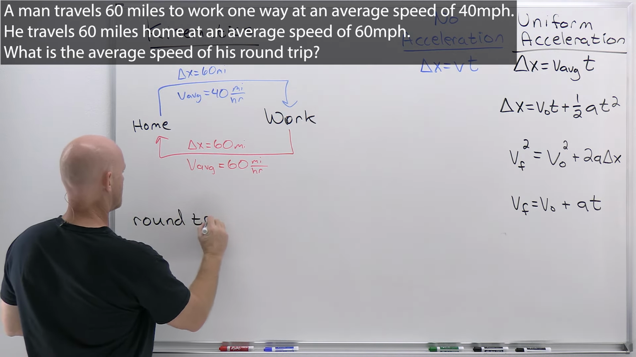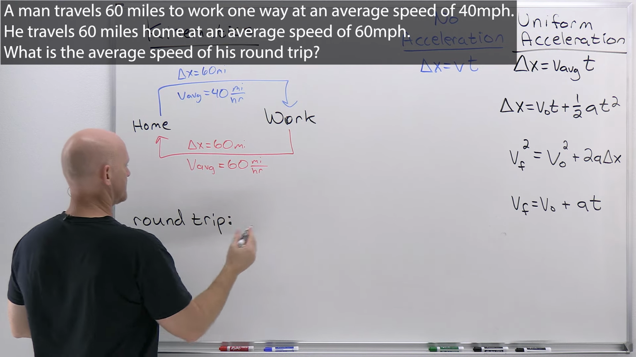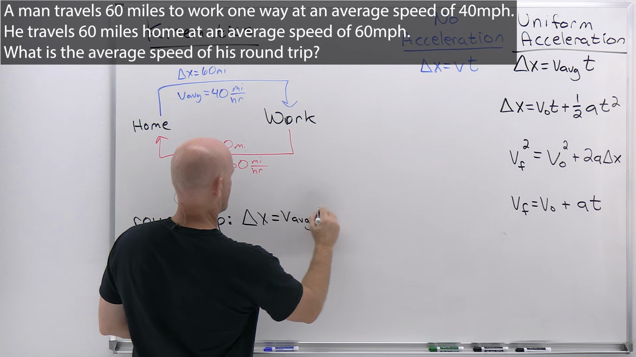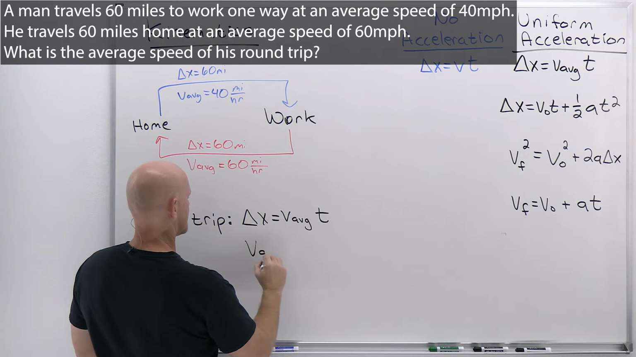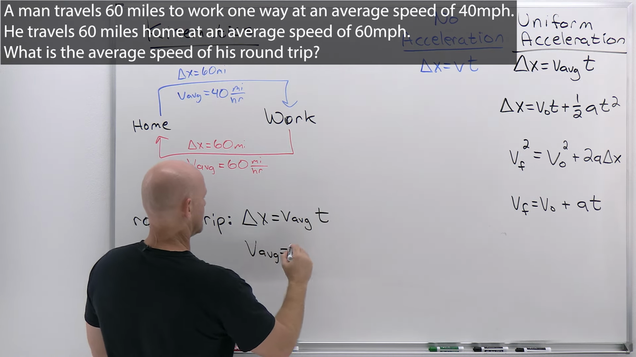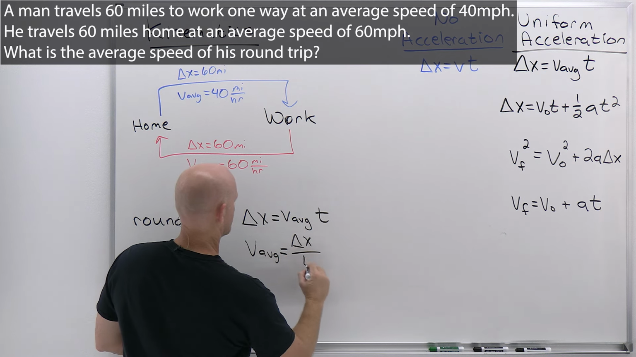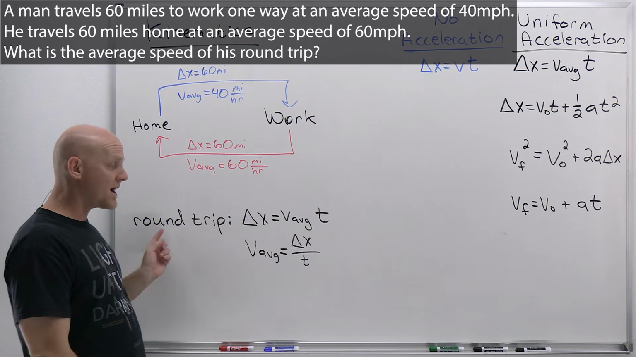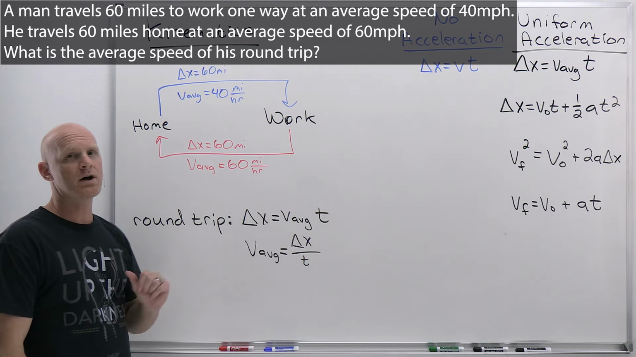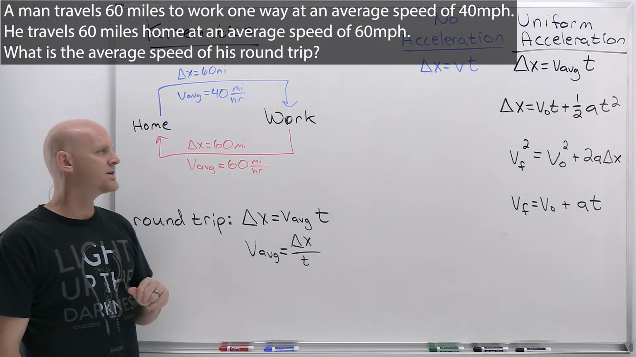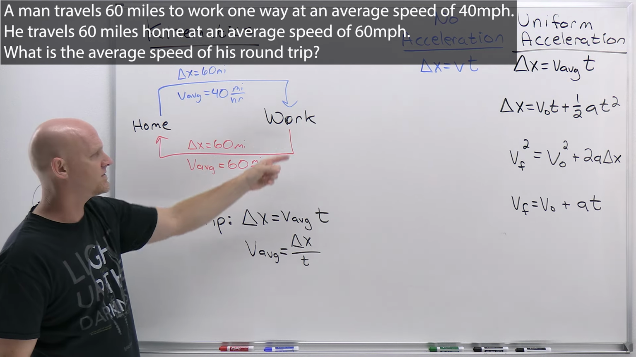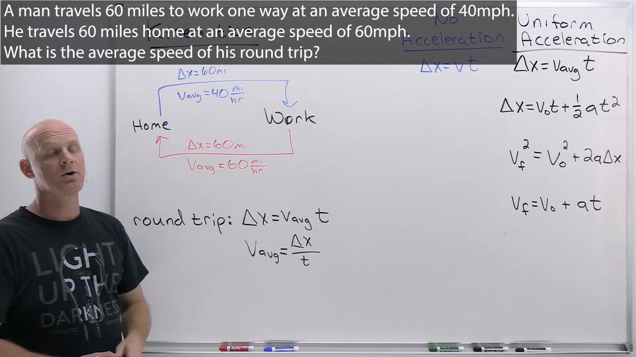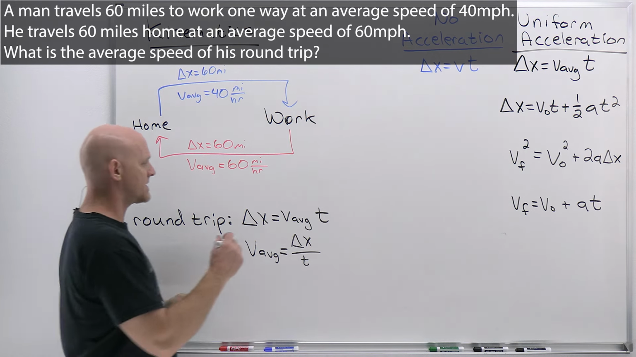So the round trip. For the round trip, delta x equals v average t. So if you rearrange that, average velocity is going to equal delta x over t, where we need to know the displacement for the entire round trip and the time for the entire round trip. Well, one of those is not so bad to figure out. If it's 60 miles to work and 60 miles home, well, then his entire displacement for the entire round trip, or his entire distance really, we should say, is 120 miles.